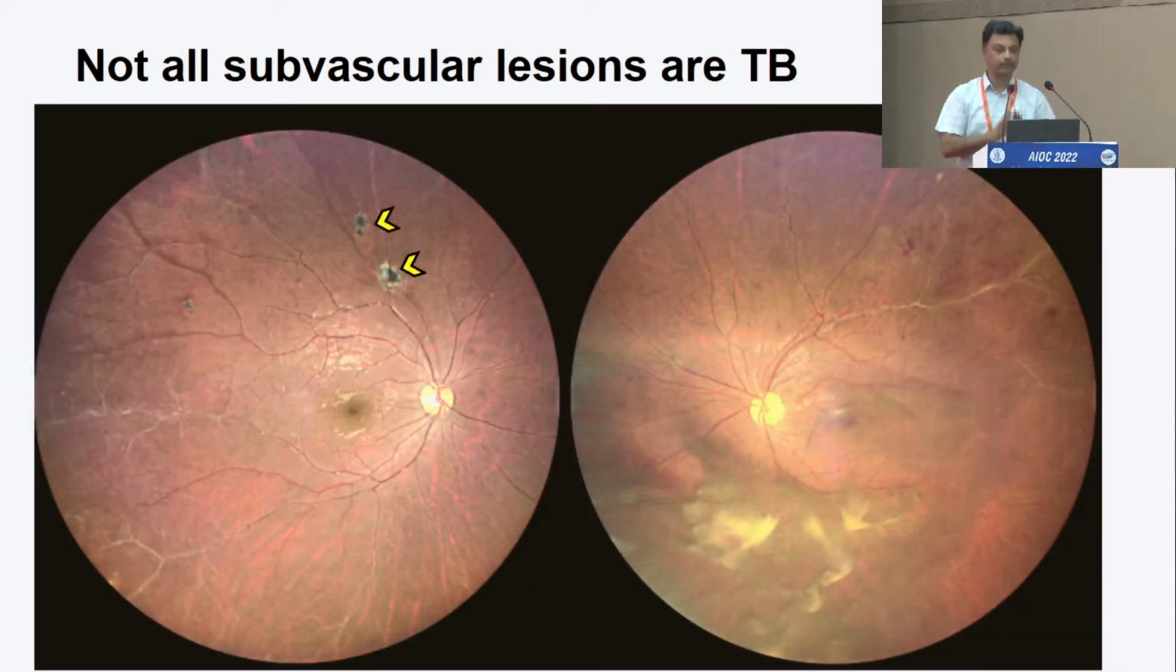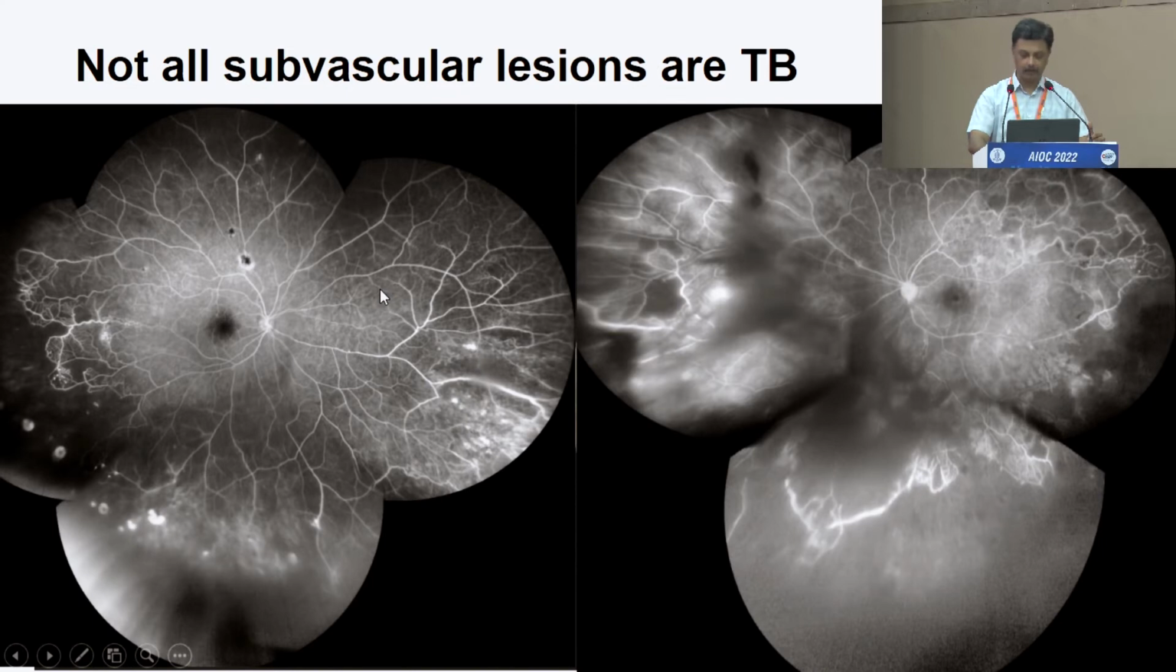However, it is very important to remember that not all subvascular lesions are TB. You can see these two subvascular lesions here in this picture, and you can also make out the sclerosed vessels and the perivascular infiltrates. When we do a fluorescein angiogram, you see extensive capillary non-perfusion areas in the periphery in both eyes.